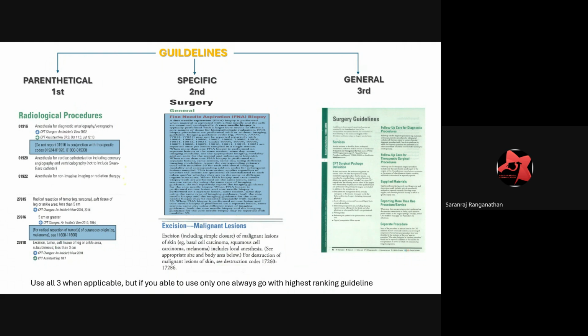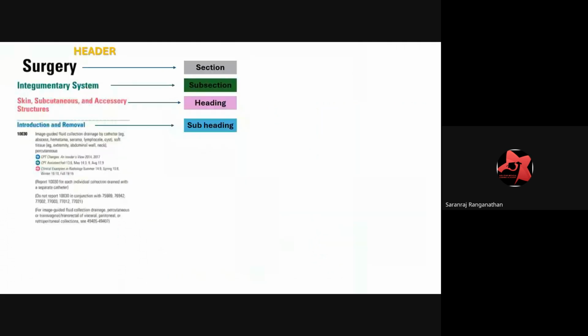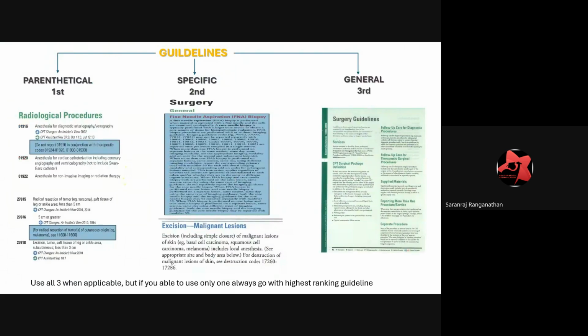The second one is specific guidelines. Any heading or subheading will have separate guidelines. We saw here, the pink color heading. Under surgery, for the heading you have some guidelines. Those are called specific guidelines, which need to be followed for that particular heading. Then third is general: for the entire surgery section, or entire E&M section, or entire radiology section, you have some guidelines. Those are called general guidelines.